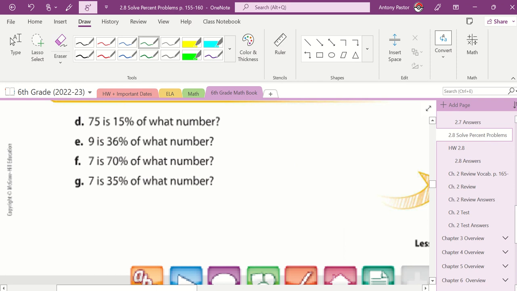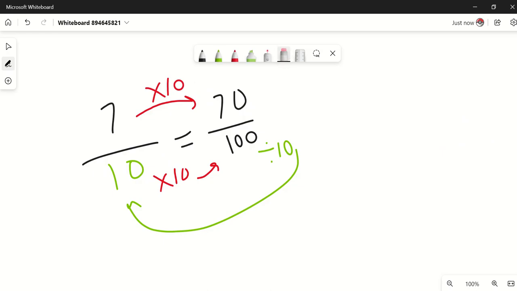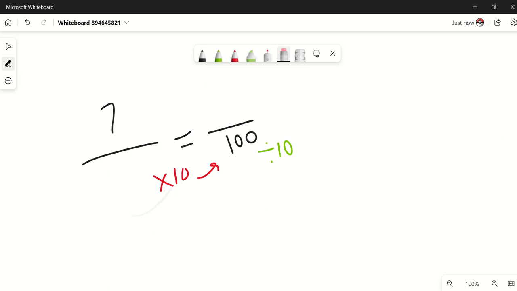And 7 is 35% of what number? So we keep our 7 the same way, and it'll be 35% of a certain number.